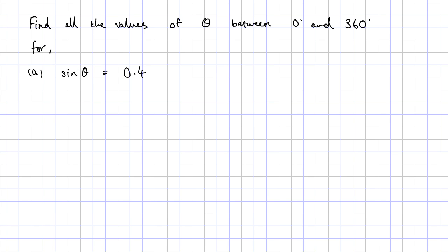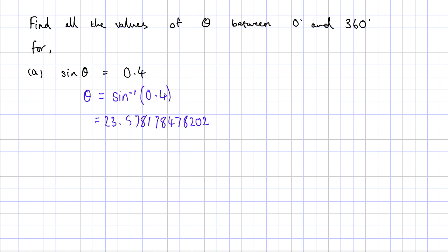The first thing I need to do is solve this. So I need to take the inverse sine of both sides, so I will get theta is equal to inverse sine of 0.4. Then I can put this into a calculator and see what my calculator gives me. The calculator gives 23.57817847 and so on. So this is the value that the calculator gives you.